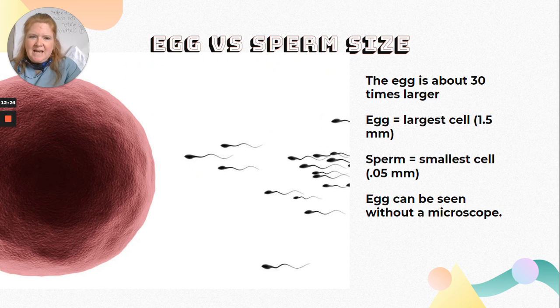So, sperm versus egg size. First, let's look at this. The egg is about 30 times larger. The egg is the largest cell in the body. It's about 1.5 millimeters. You can literally see it without a microscope. The sperm, the smallest cell, is 0.05 millimeters, tiny.